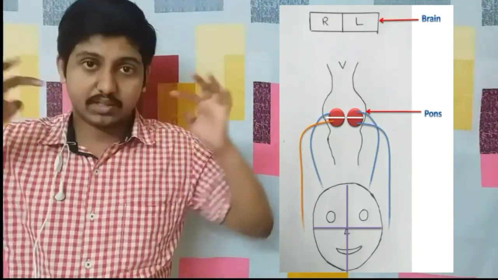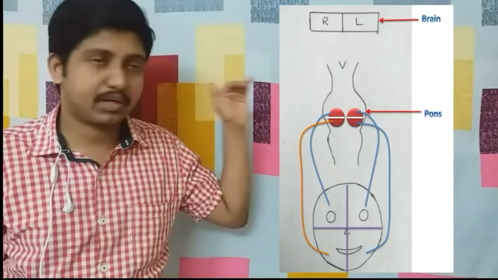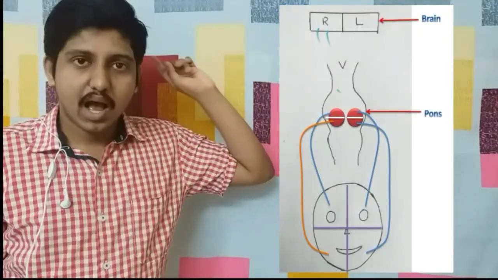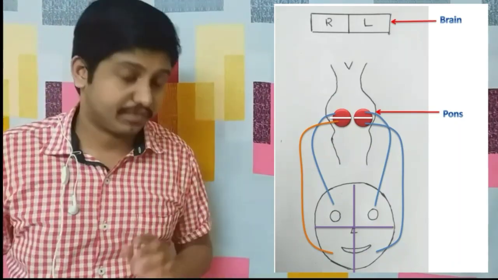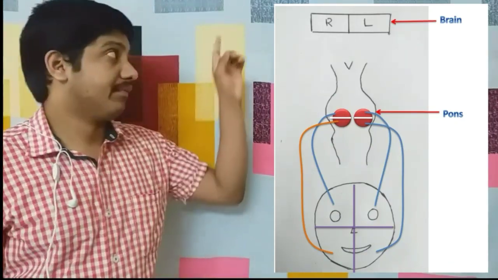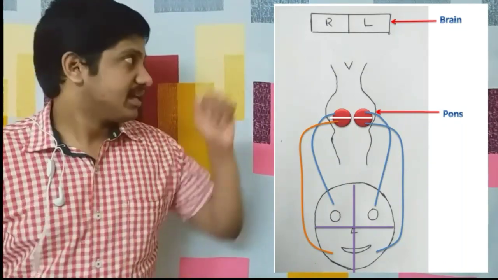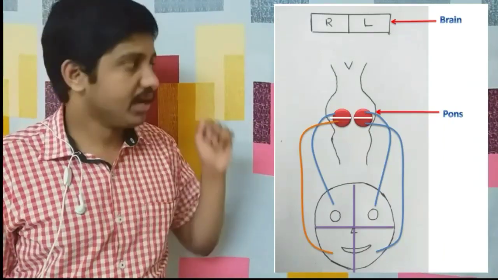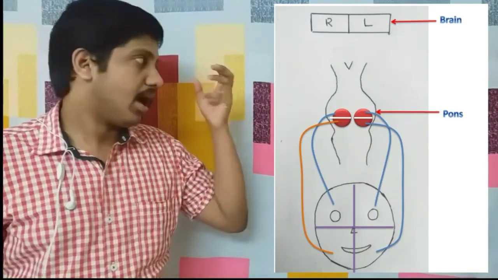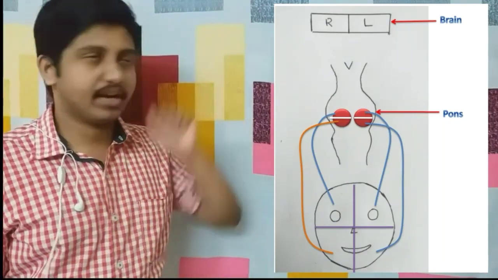The upper part supplies the upper half of the face, the upper quadrants of the face. The face can be divided into four quadrants, and the upper quadrants are supplied by the upper part of the motor nucleus, and the lower part of the face is supplied by the lower part of the motor nucleus. So how is the innervation coming from the brain? This motor nucleus is getting nerve fibers from the brain.